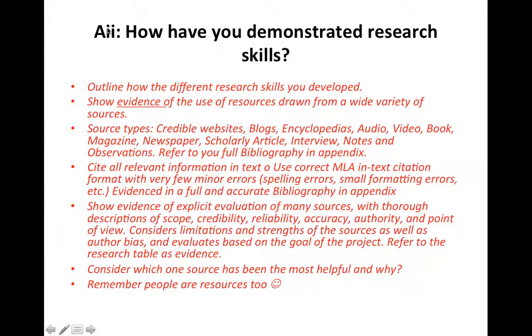Lastly then, the third criterion strand is: how have you demonstrated researching skills? Now, it's important that you think about the different researching skills that you demonstrated in your project. Most of the skills that you focused on was the variety of sources that you found. So you need to be thinking about how you have demonstrated the different types of resources and show this through referencing to your bibliography. That will be after your appendix, but you need to say I've demonstrated a variety and why and how that has helped you within your research.